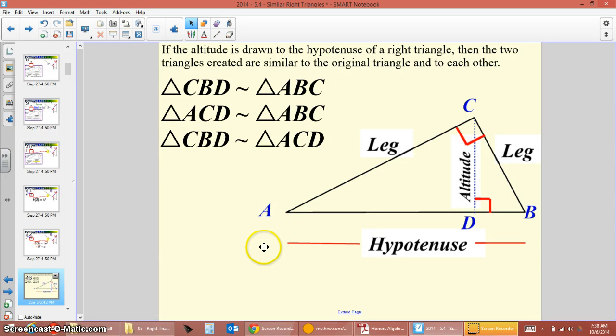Okay. We've also got a lot of similar triangles going on here. CBD, this little teeny guy over here, is similar to the big triangle, ABC. When we have ACD right here, the left triangle is similar to the big triangle, ABC. And since that's true, we know that ACD is similar to CBD. All 3 of these triangles are similar to each other.